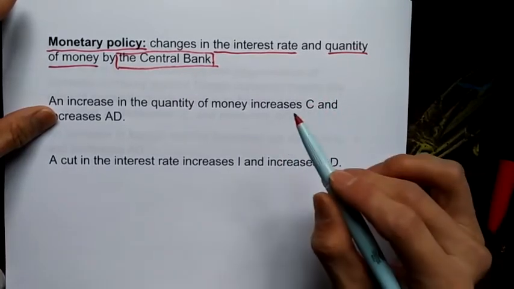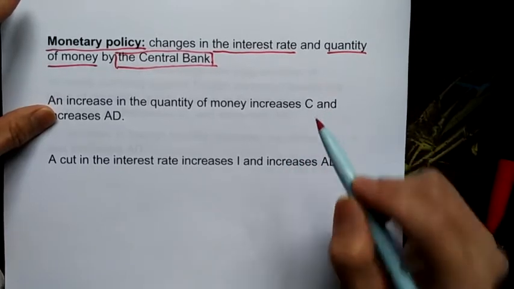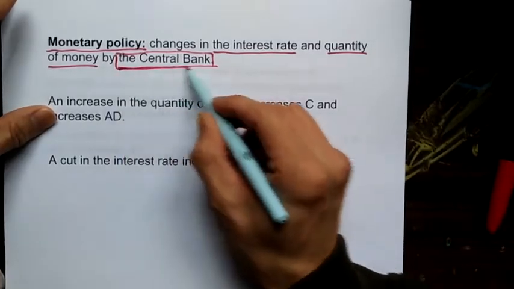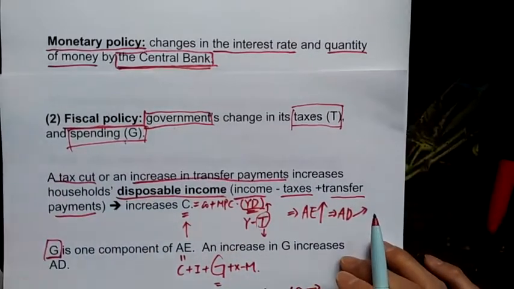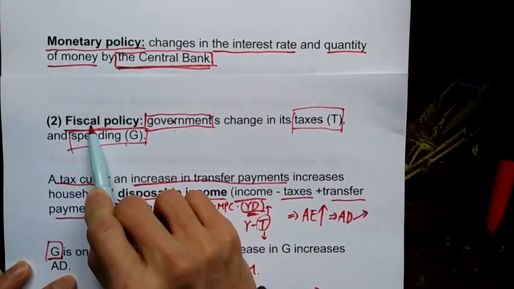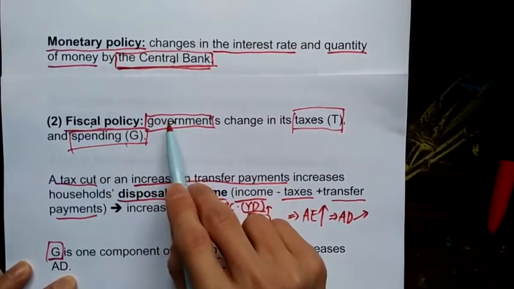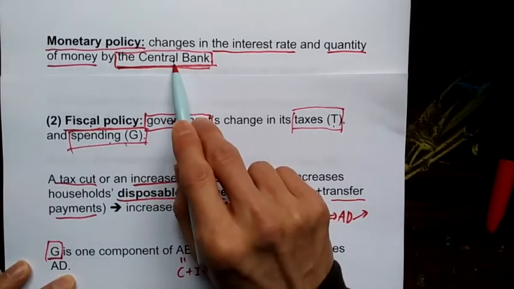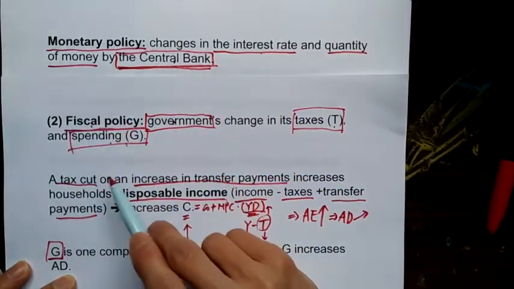You have never heard about President Trump lowering or raising the interest rate. No, it's not his job. It's the Federal Reserve Bank's job, the central bank's job. So make sure you understand this. Government conducts fiscal policy. Central bank conducts monetary policy. Governments control taxes and government spending. Central banks are responsible for interest rate and money.